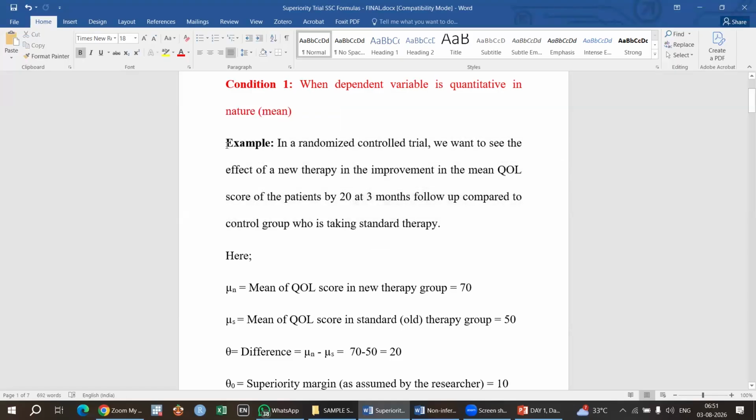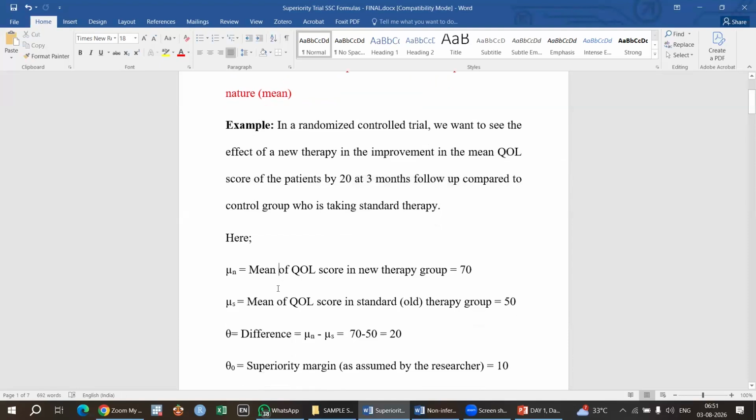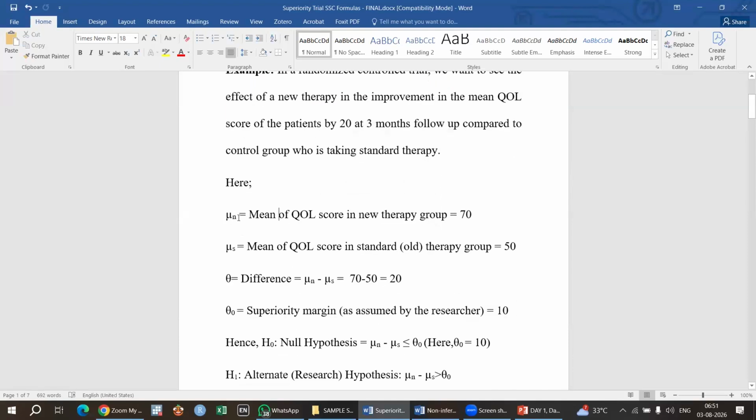This is our condition. So here mu1 is the mean quality of life score in the new therapy, that is 70. Mu s is the mean quality of life score in standard therapy. S means standard, N means new therapy, and the old therapy in the control group or placebo group, that is 50. Okay, so the difference theta is mu1 minus mu s, 70 minus 50, that is 20.